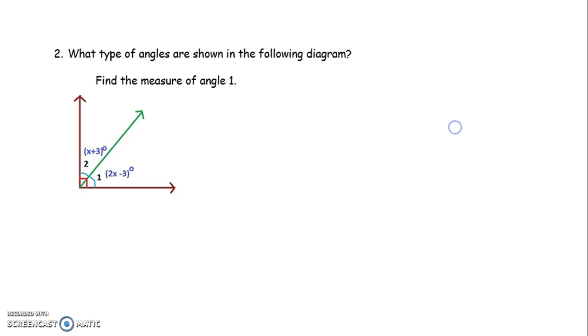Let's try another one. Again, as soon as I need you to use algebra to be able to find angles, what you want to do is look at the visual. If they give you a visual, you want to say to yourself, okay, what type of angles am I given? So it says, what type of angles are shown in the following diagram? Well, if you look at these angles and you see this beautiful right angle symbol right there, then you know angle 1 and angle 2 together add up to 90 degrees. So they're complementary. So angle 1 and angle 2 are complementary angles.